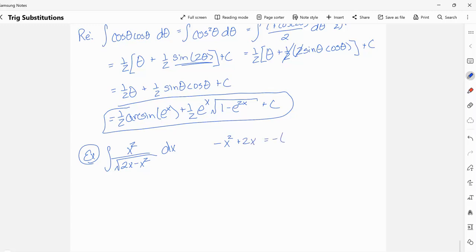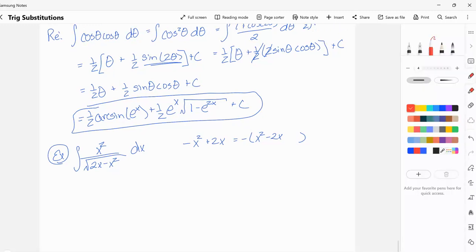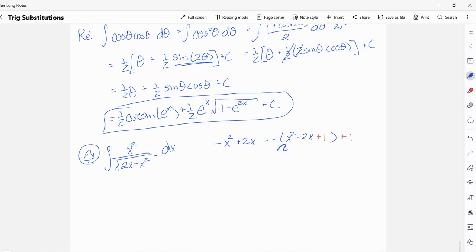I'm going to factor a negative out. Remember, we have to do that. We have to have a positive leading coefficient there to complete the square. I'm going to take half the middle and square it. Half of -2 is -1. -1 squared is a +1, but we really added a -1 there, so we're going to compensate with a +1. This guy is going to factor into x minus 1 times x minus 1, which is x minus 1 squared.